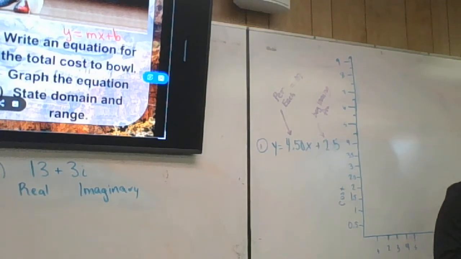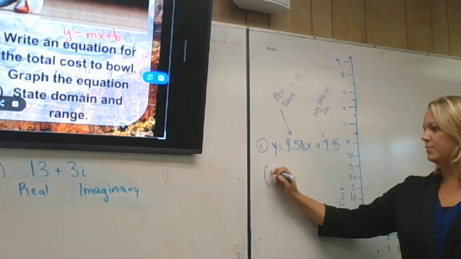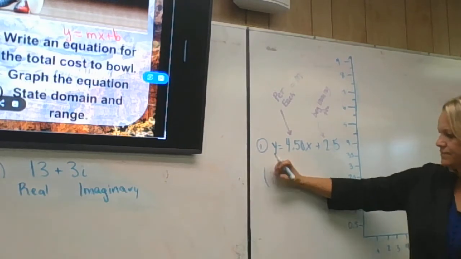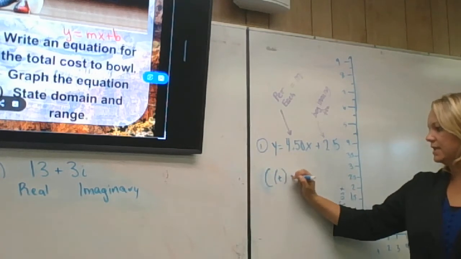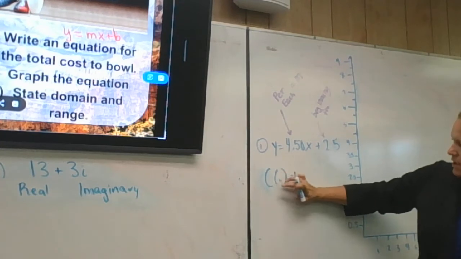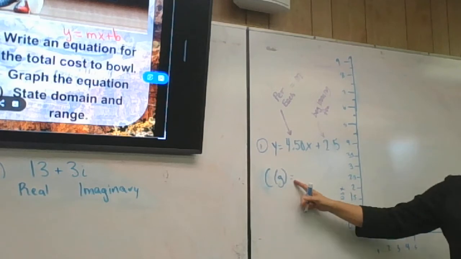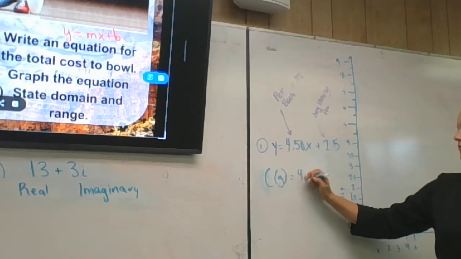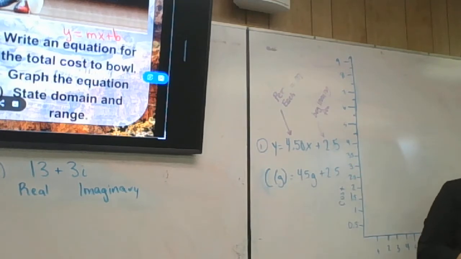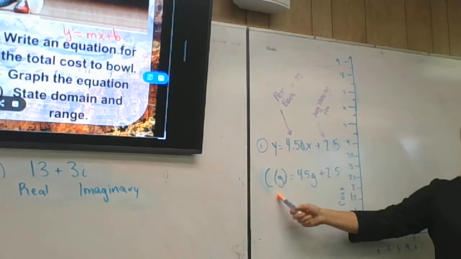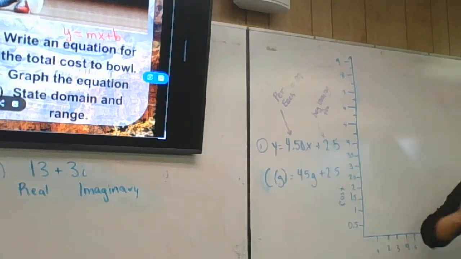All right, so I want to show function notation here. Maybe I want to, instead of y, I put a big C, parentheses t. I don't want to use t. We're talking about bowling games, right? So C parentheses G, the cost of games is 4.5G plus 2.5. You guys are okay with that, right? Instead of Y, I could put C of G. Instead of X, I put G for games.